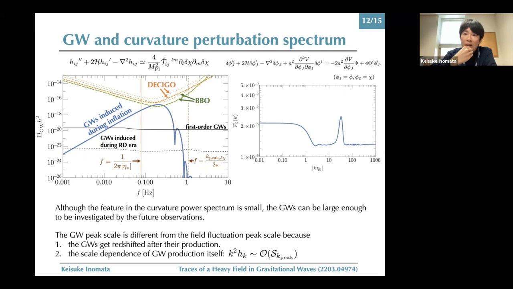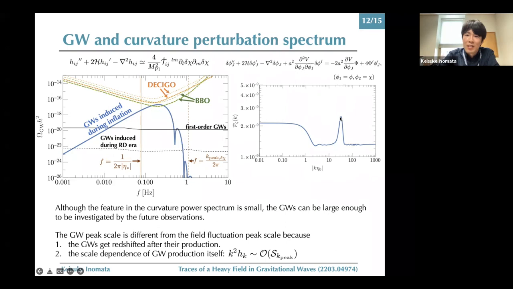In terms of potential, there is no interaction between the spectator field and the inflaton, but they are coupled through gravitational interaction. So this is the equation of motion for the field fluctuation. The point is that the right hand side comes from the gravitational potential. Delta phi j means phi or chi, I mean inflaton or spectator field. So they are coupled through gravitational potential. That's why the inflaton perturbation partially inherits the spectator field fluctuation. So that's why there's a peak here.